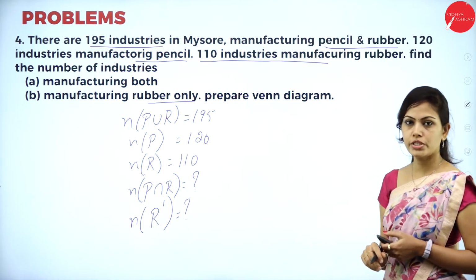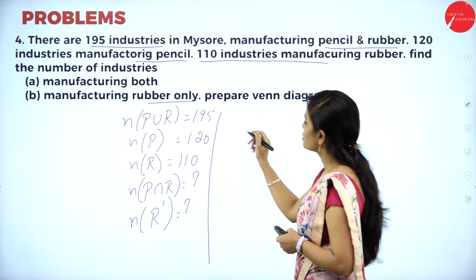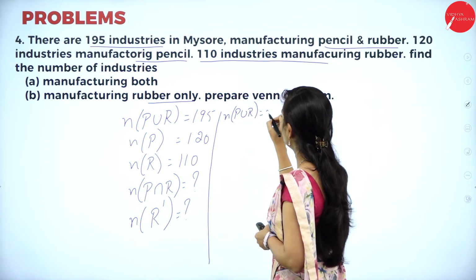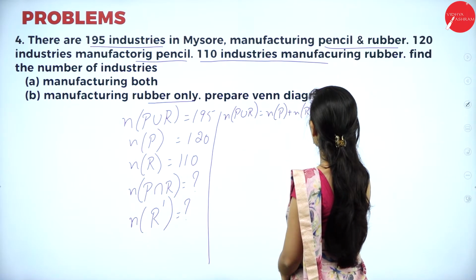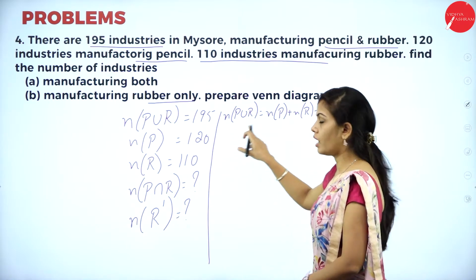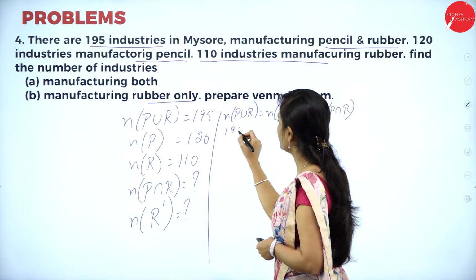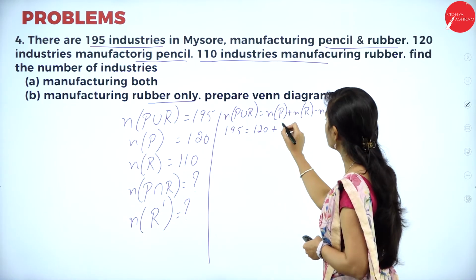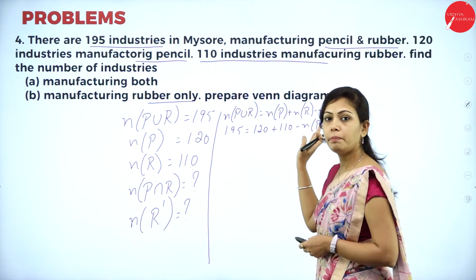So this is your given question. You have to write the Venn diagram. You have to prepare the Venn diagram for this. So first write the formula. N of P union R is equal to N of P plus N of R minus N of P intersection R. Here we know the value of P union R. We have to find P intersection R. So P union R is 195, is equal to N of P is 120 plus N of R is 110 minus N of P intersection R. We have to find P intersection R.